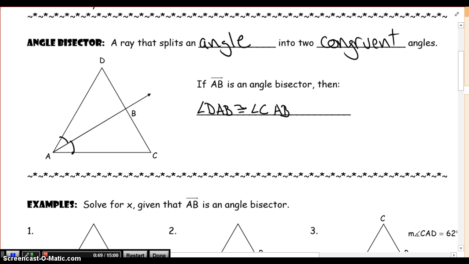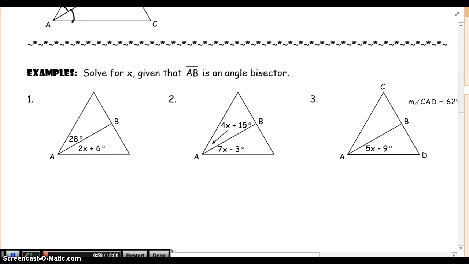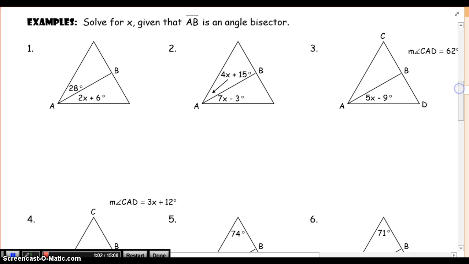We looked at these before with angle bisectors, and a lot of that is going to remain the same as far as what we're going to be doing. So let's take a look at some examples. Let's solve for x given that ray AB is an angle bisector.